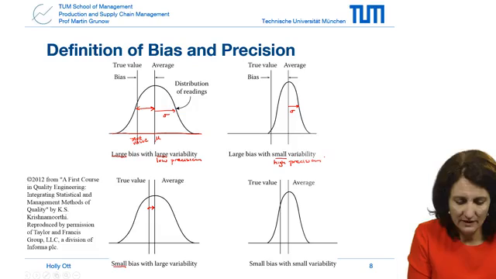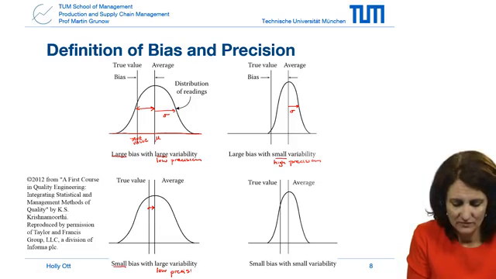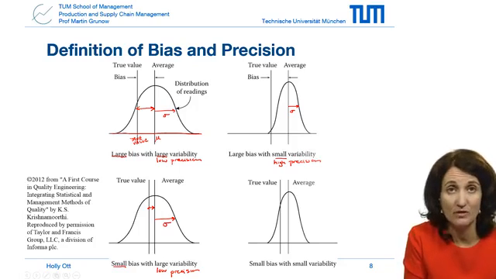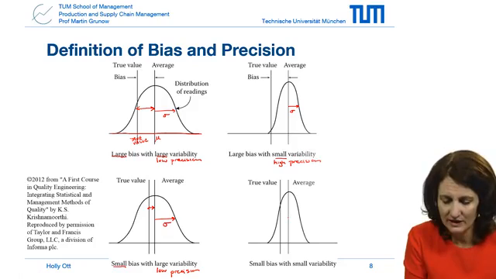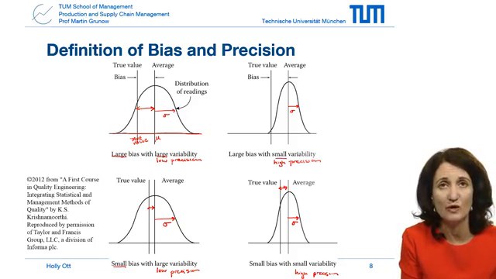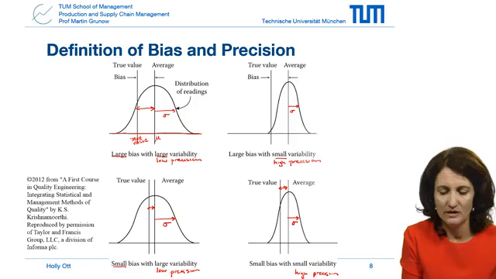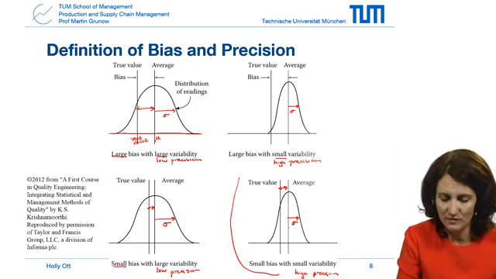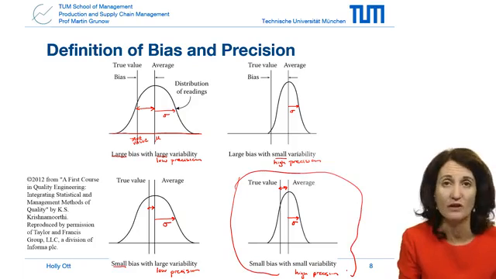And the same in the bottom case. In this case, we have a small bias, but here we have a low precision. The measurements, which should all be exactly the same, are widely varied, and here we have, again, a high precision. And also here, a small bias. The bias is the difference between your average value and the true value. So clearly what you're looking for is a small bias with a small variability, or high precision.